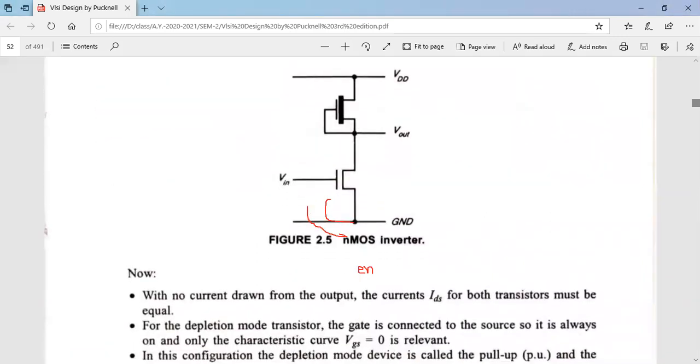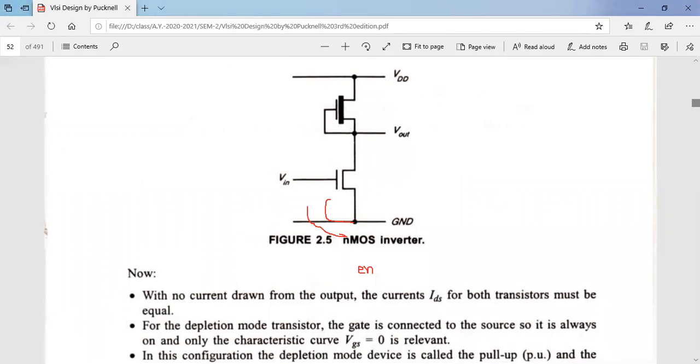NMOS inverter means we want to use only NMOS transistors, but we require two NMOS transistors. One should be of enhancement mode, and the other one should be of depletion mode. Generally, I use this depletion mode transistor instead of a resistor, right?